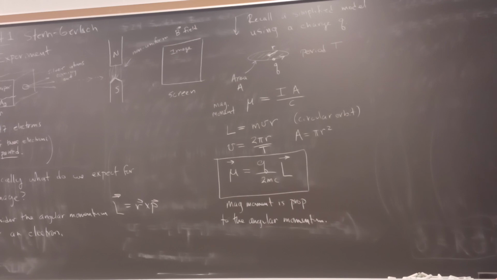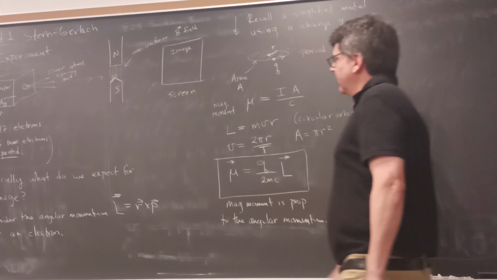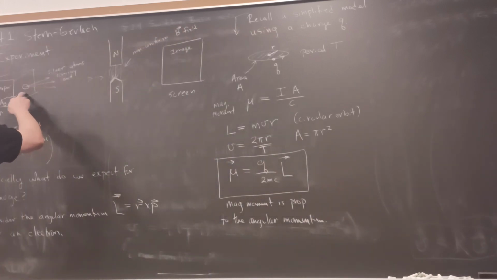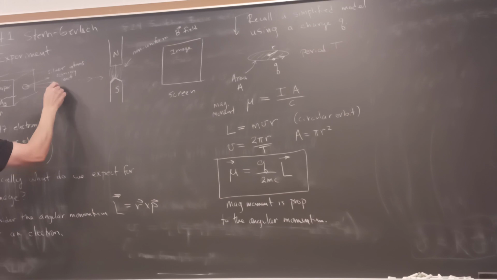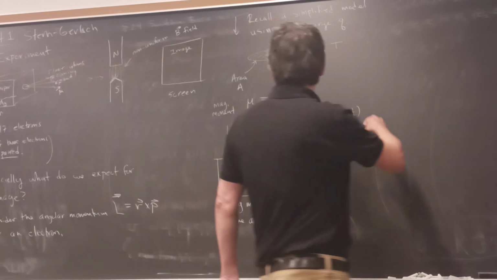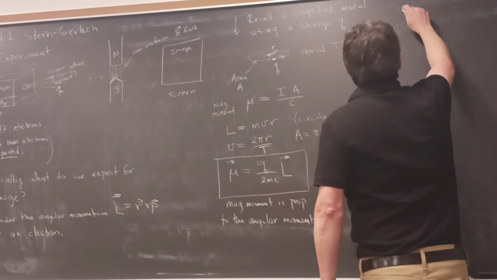All right, now, if these things are streaming out of the oven, these mu's are pointing in all sorts of different directions coming in. They should be randomly oriented because it's just a hot mess in there. And so what else do we have here?